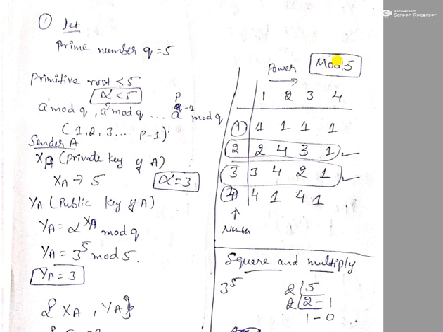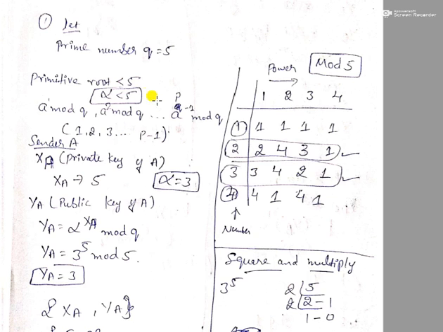Now number 1: 1 power 1, 1 power 2 which is 1 square, 1 power 1 mod 5 gives 1. 1 square mod 5, 1 cube mod 5, 1 power 4 mod 5, all give 1. Okay, so here we are not getting the series 1 2 3 4, which we need for this 5.